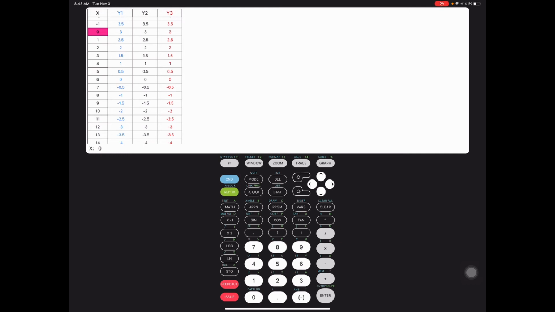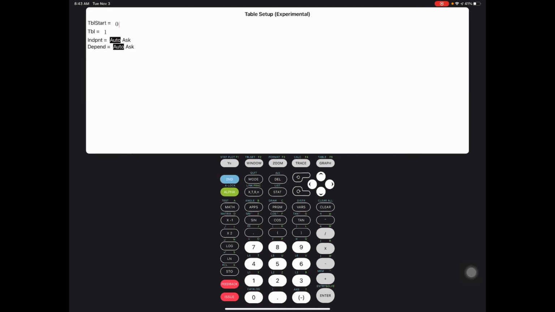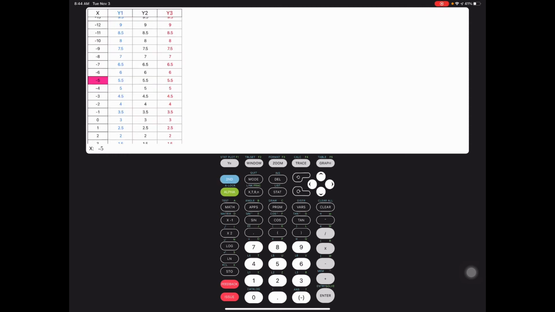You do that by hitting second window. This is your table set screen. So you can decide where you want to start. So let's say I want to start at -5. You can decide what you want the table to change by. Right now I'm going by 1s, but you could make this 0.5, 0.2, by 2s. You can change that at any point. So that way, when you go back and look at the table by hitting second graph, you can see my table starting at -5. So you can manipulate what you see.